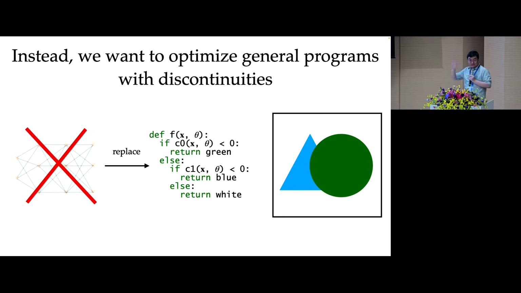So instead of neural networks, here's where I tell you shouldn't use it. You should replace it with a general program with if-else statements that can represent discontinuities. For example, this is a function f, and it's a 2D function with a parameter theta. If x is inside this green circle, then we return green. Otherwise, if x is inside this blue triangle, then we return blue. Otherwise, if it's a background, then we return white.